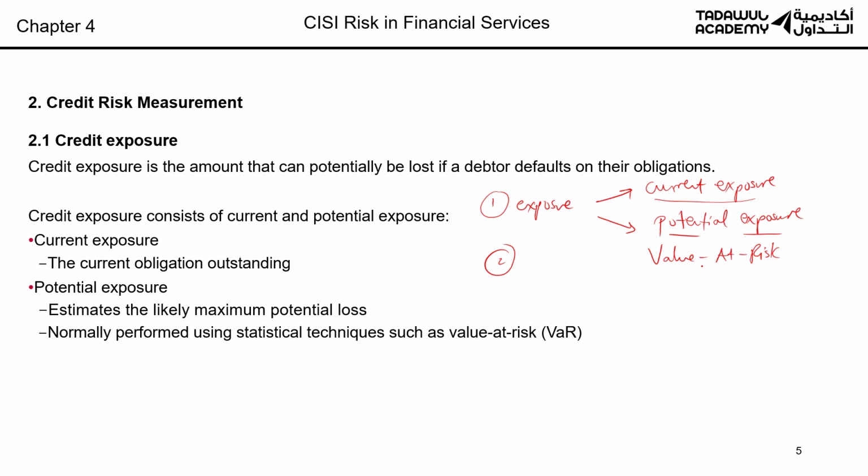Value at risk can be used to estimate or to predict credit risk and market risk. We'll study it in the market risk chapter in the next chapter, but it can be used for credit risk. So the two questions from this page are, what are the two types of exposures, current and potential? How do we predict our potential exposures? Through the use of statistical tools like value at risk.